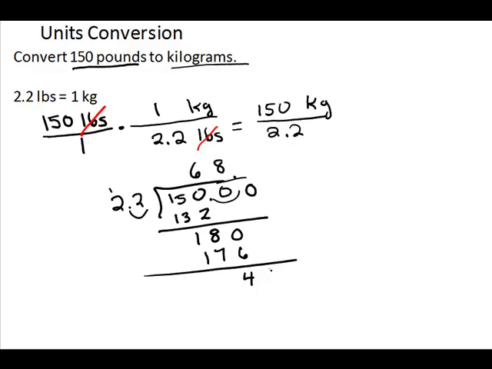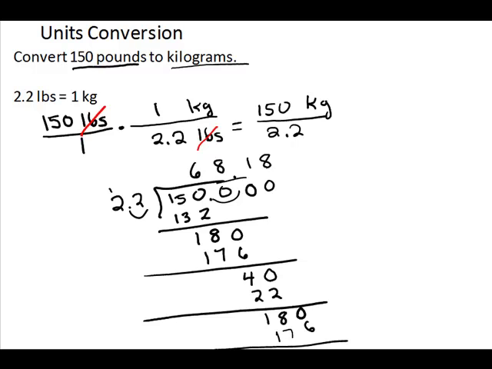Subtract, we'll add a 0 and bring down. 22 into 40 will only go 1 time. Multiply back, and we'll go one more place. So we'll add one more 0 and bring down. And 22 into 180 will go 8 times. And we'll stop there. So if we want to round to the nearest tenth, an 8 would push it up. So we would have 68.2 kilograms.